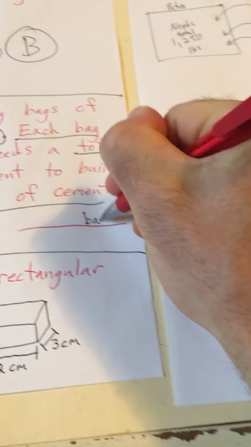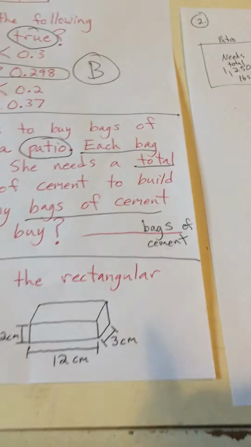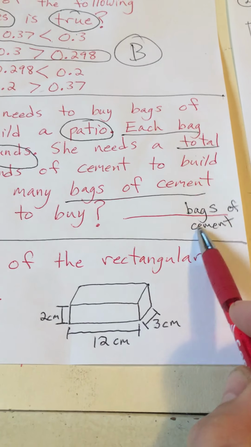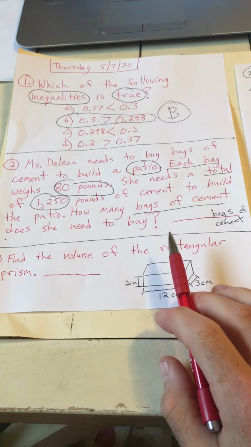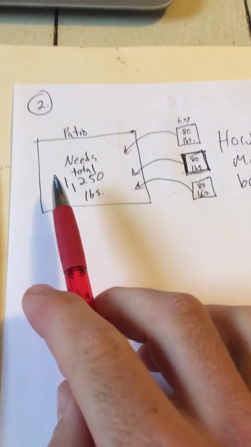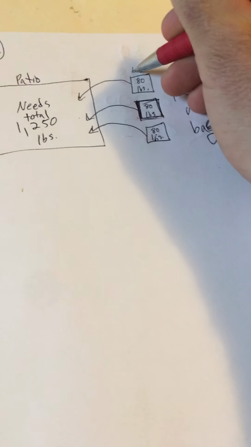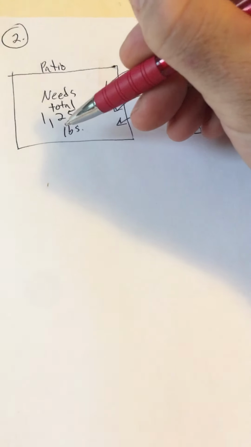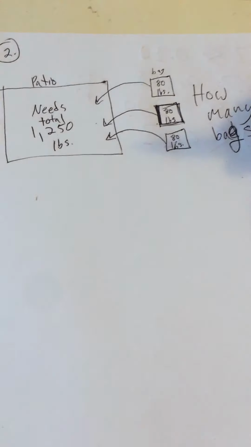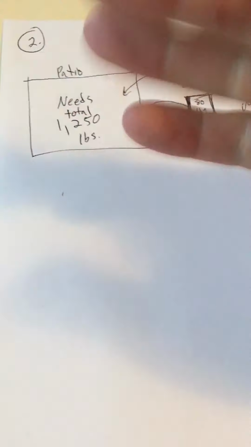So right now I'm going to put on the answer line bags of cement, because that's what the question asked us, how many bags of cement. So my number, that'll just give me a reminder to make sure I gave the number of bags of cement that she needs to buy. All right? So she's building this patio. She needs a total of 1,250 pounds, and each bag that she buys weighs 80 pounds. So if you put one bag in, you could subtract 80 from the total, and that's how much more she'd need left. Then you could put another 80 bag and subtract 80 from what you had left. Then you put another bag, you'd subtract 80 from the total until you get basically down to 0.